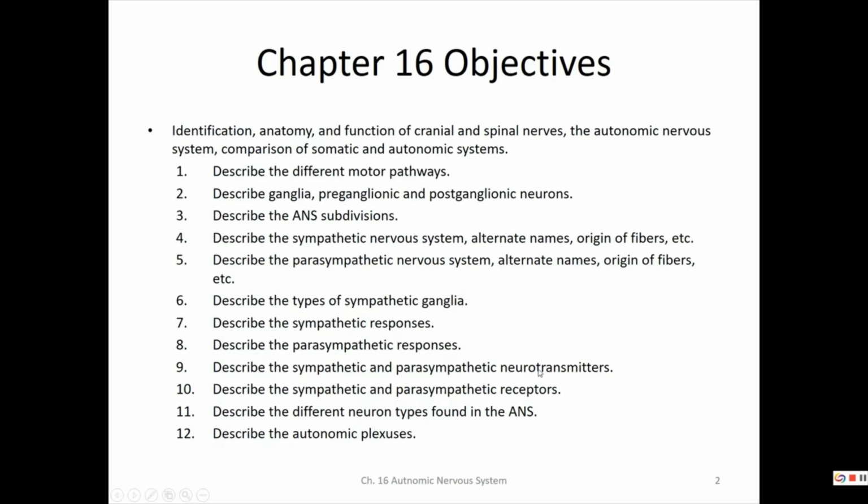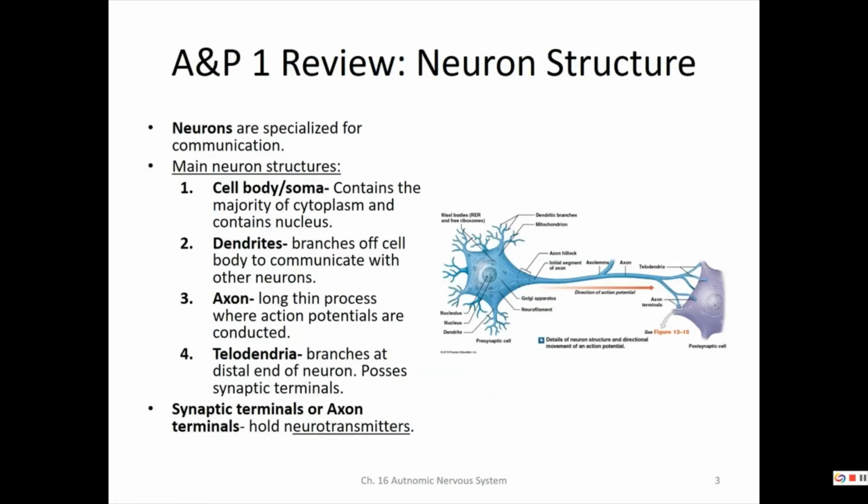So you will have something on the autonomic plexuses. You will have something on the different types of neurons in the ANS. You will have sympathetic and parasympathetic receptors and neurotransmitters, those kinds of things. So make sure you are paying attention to these particular things that we're looking at. All right, so let's get started.